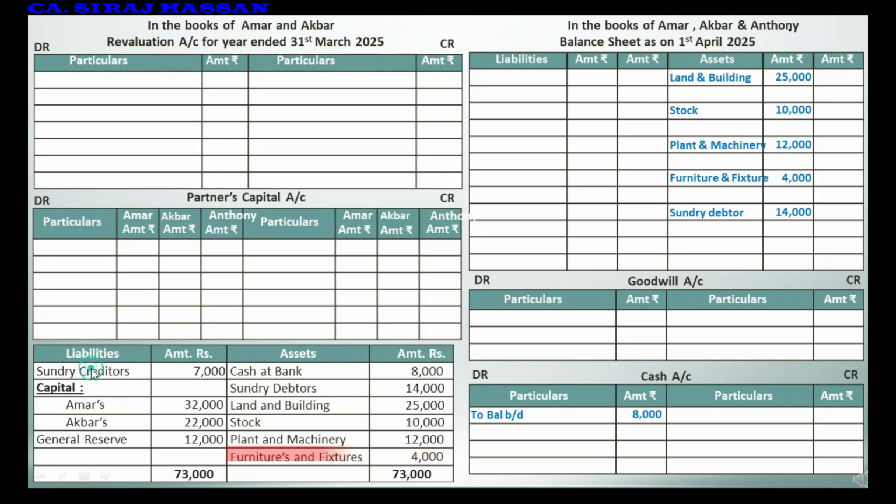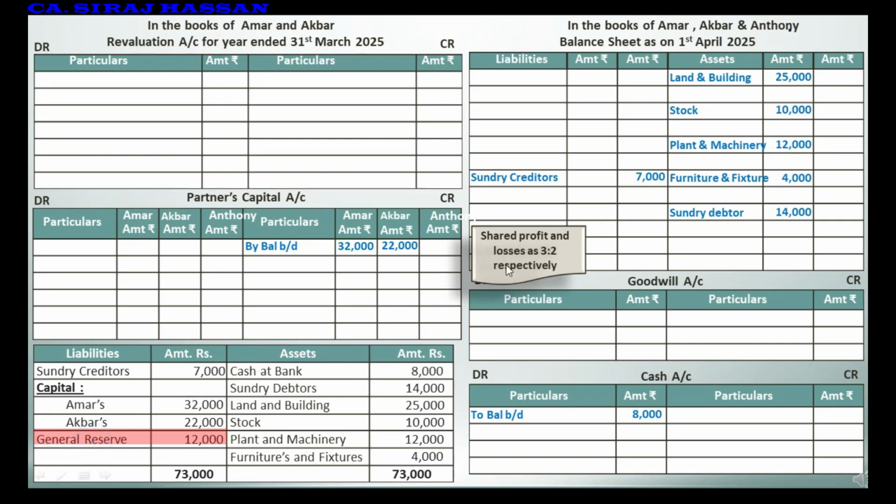Now going to the liability side. First item is sundry creditors, that will go to the balance sheet liability outer column because there is no adjustment. Then we have capital. Amar's capital by balance brought down will be written on the credit side of the partners' capital account, Amar 32,000. Then Akbar 22,000. Then we have a general reserve of 12,000 which will be distributed between the partners.